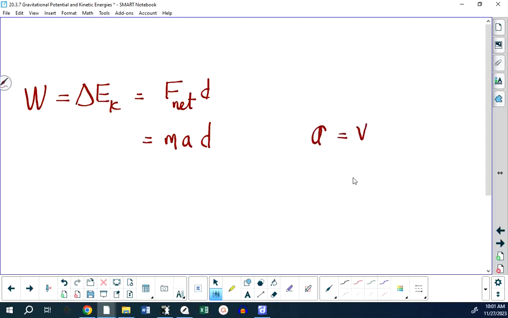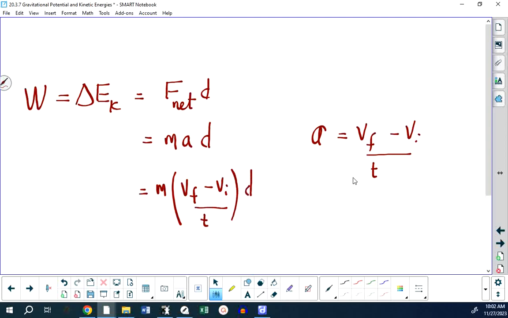Acceleration is Vf minus Vi over t. So I'm going to substitute into MAD this. By the way, MAD is always the change in kinetic energy. And that's a useful thing if you can remember it. I was taught to remember it because when you get mad, you might throw things. So MAD, you're mad, you throw things and you give them kinetic energy.